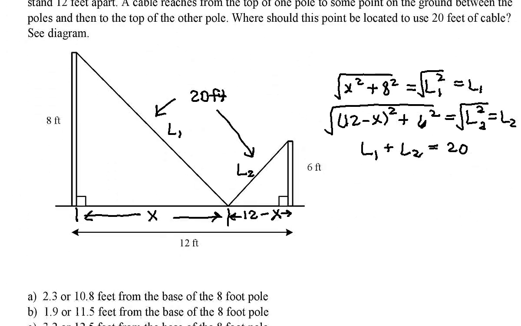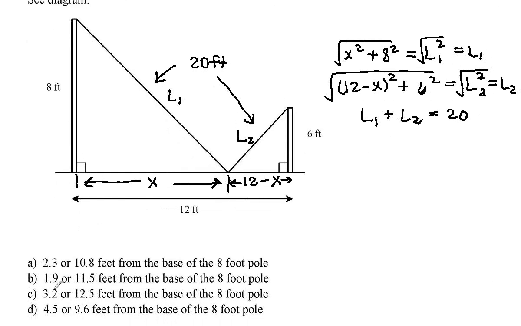And let's see here. 1.9 or, yeah, I'm sorry, this should be 11.6. 1.9 or 11.6 feet from the base of the 8-foot pole. That's what we wanted right there.